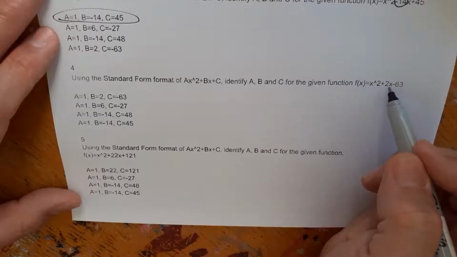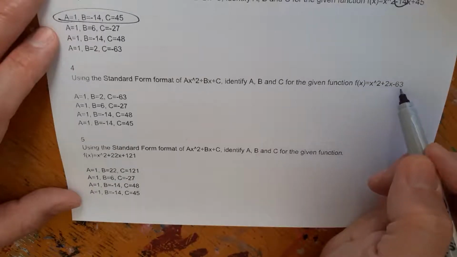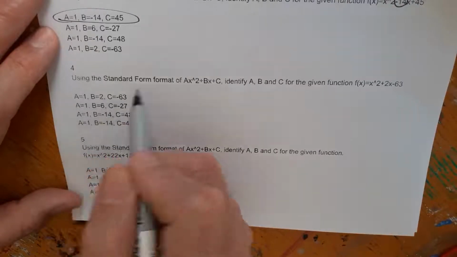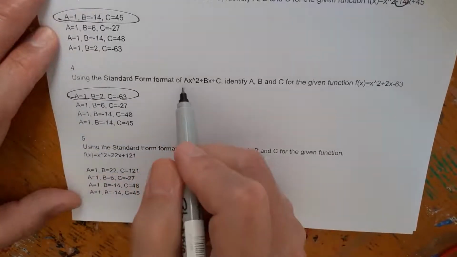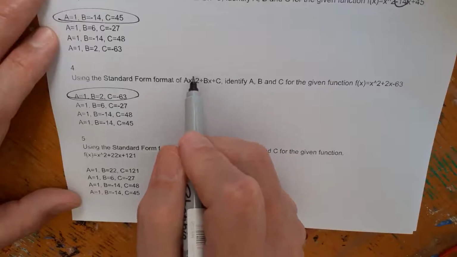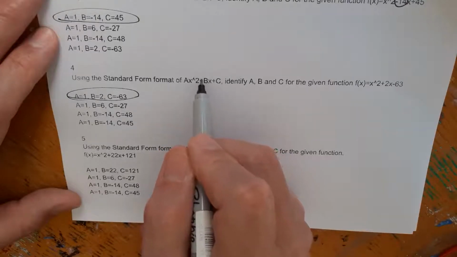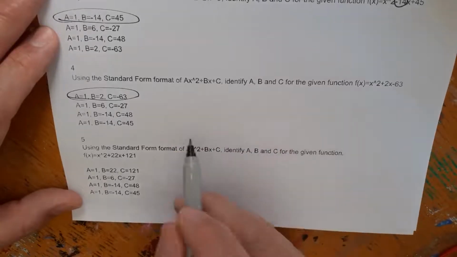1, positive 2, negative 63. That's identifying a, b, and c. And notice the x squared is not included, it's the number in front of it. Notice the x is not included, it's the number in front of it, including the sign.